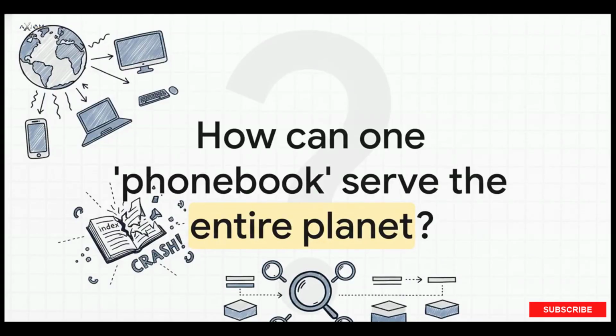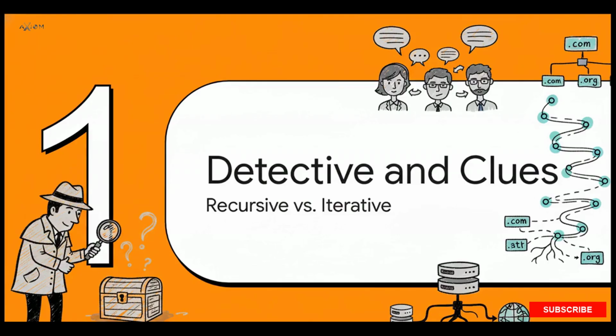Okay, but here's where that simple phone book idea starts to fall apart. A single phone book for the entire planet, it would just collapse under the weight of all those requests. It's impossible. So, how does DNS handle this insane scale and speed? Well, the secret is all in how it asks for information. To really get this, we have to understand that the system uses two totally different ways of asking questions, or queries, to find an answer.